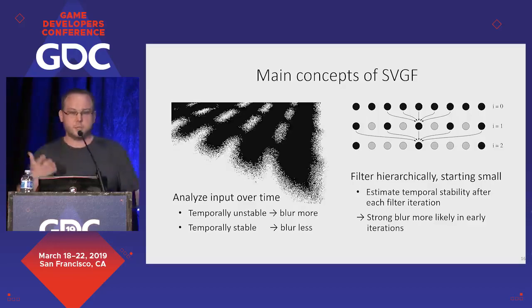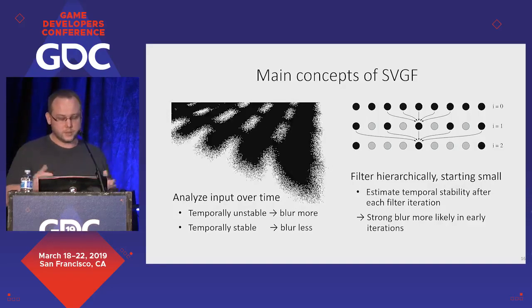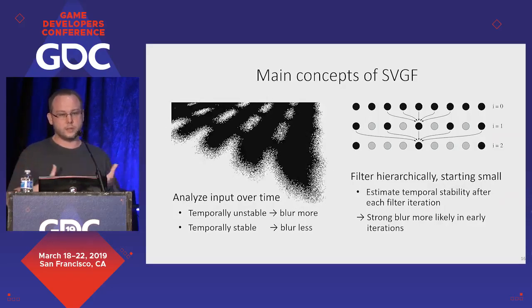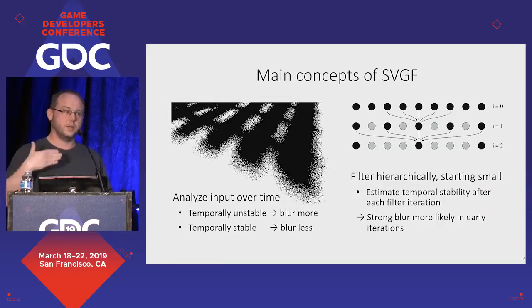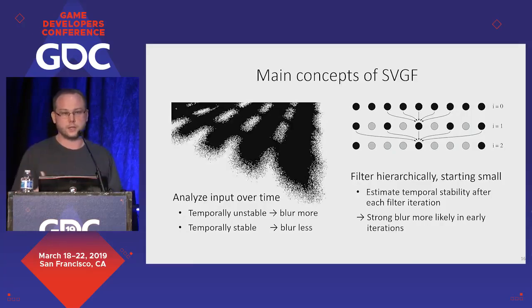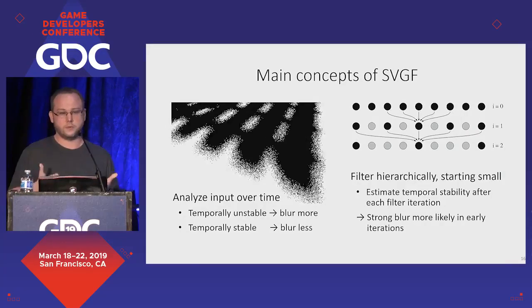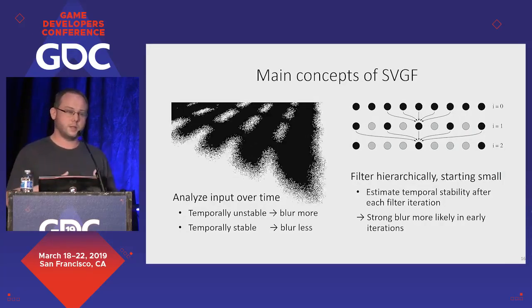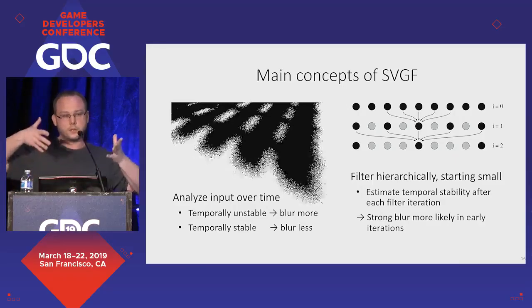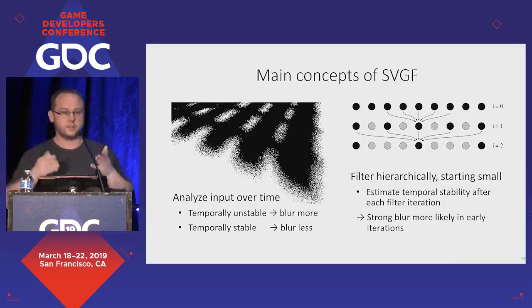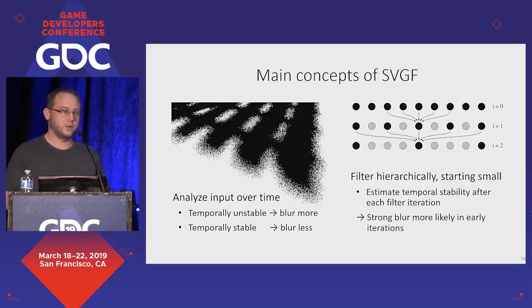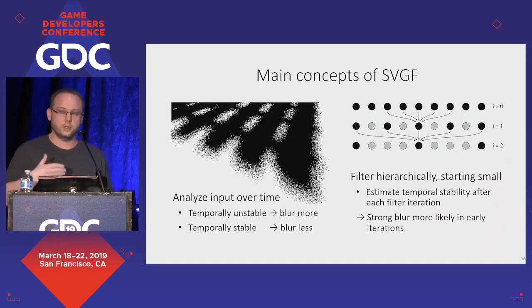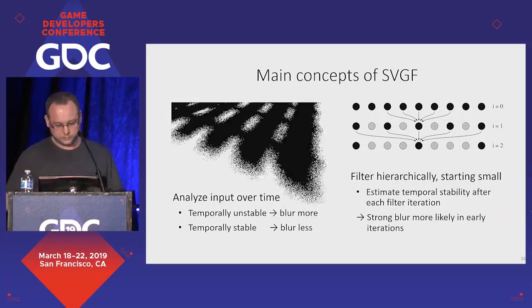The next principle is that it works hierarchically. It starts with a small filter footprint, and then it iteratively processes the input. After each of these filter iterations, it does a new estimate of the level of noise. By that, it would basically carve out these details in the noise. As soon as it has achieved temporal stability, it will stop to apply blur. And this is why it doesn't overblur contact shadows, for example.